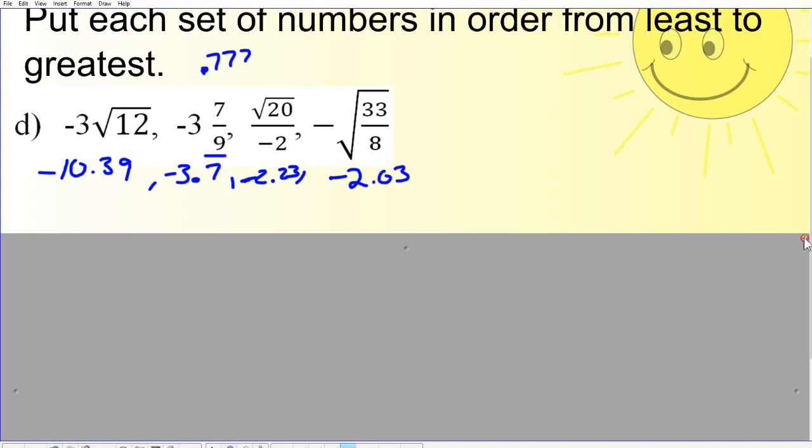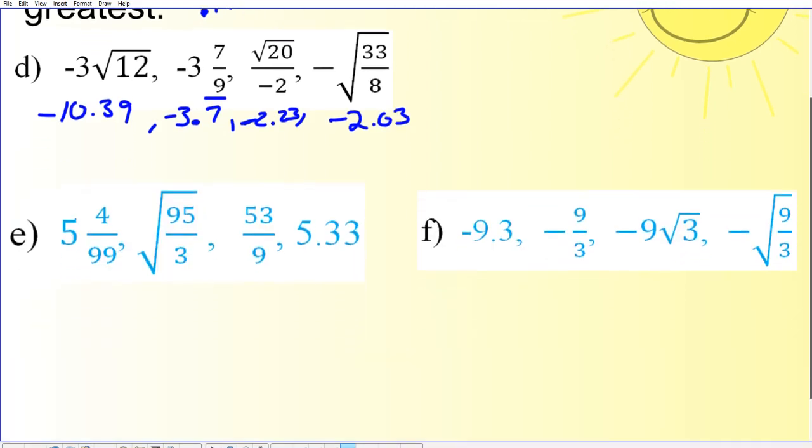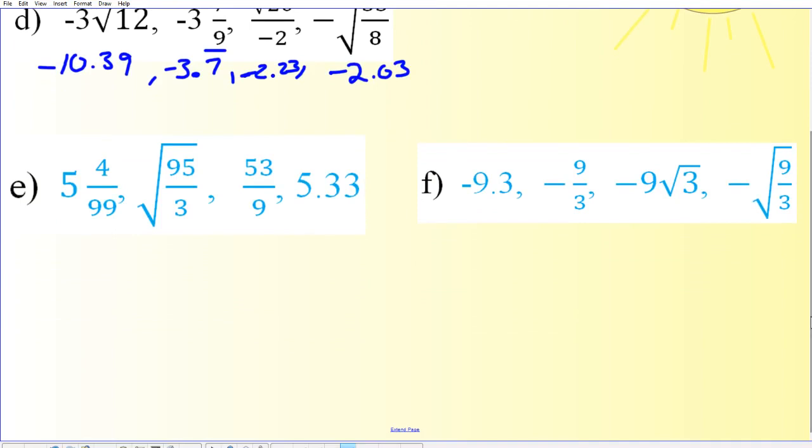All right. Here are the last two of this type of problem for you to do, letters E and F. So if you could please pause the video, try these two problems on your own right now. When you're ready to continue, hit play, and we'll go through them together.